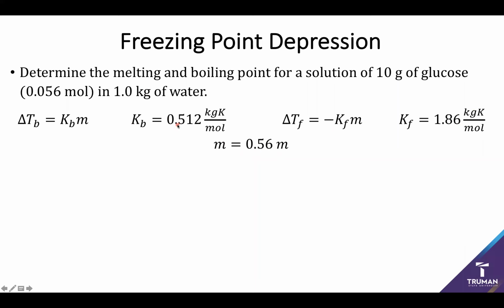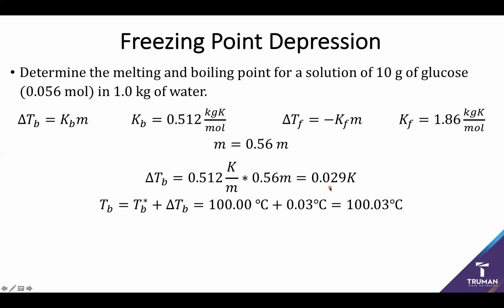And we know both the boiling point elevation and freezing point depression constants for water. So let's go ahead and plug this in for the boiling point. So we'll end up increasing the boiling point by about 0.03 Kelvin. So not by that much. So the boiling point will end up going from about 100 degrees C to 100.03.